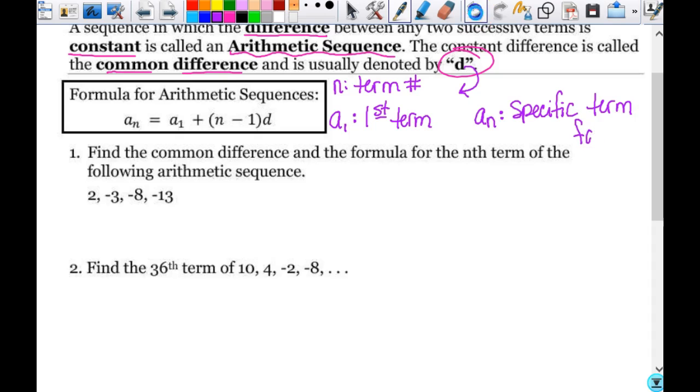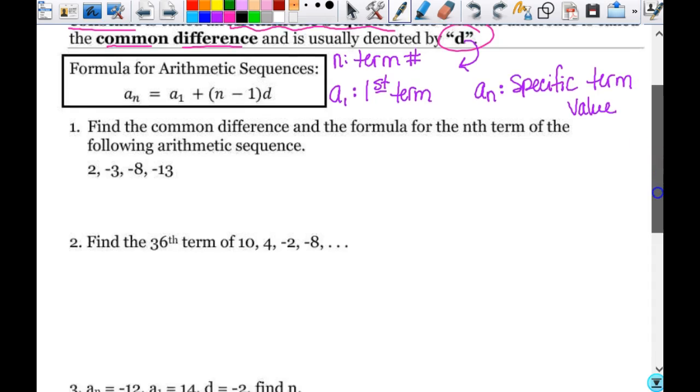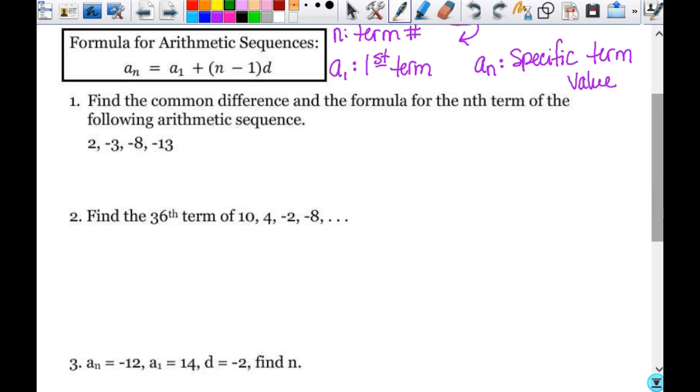Oh, can't spell. So it's like if we found, if I said f of x equals x squared, and then I said, all right, find f of 2, then you substitute in 2, right? Or you're looking for what the function value is when x is 2. So a sub n would be like find a sub 20. That would be the 20th term. And then 20 is your n, and you go from there. Okay, same idea there. So on the first one, we're not really finding an actual value. It just says find the common difference and the formula for the nth term of the following arithmetic sequence.